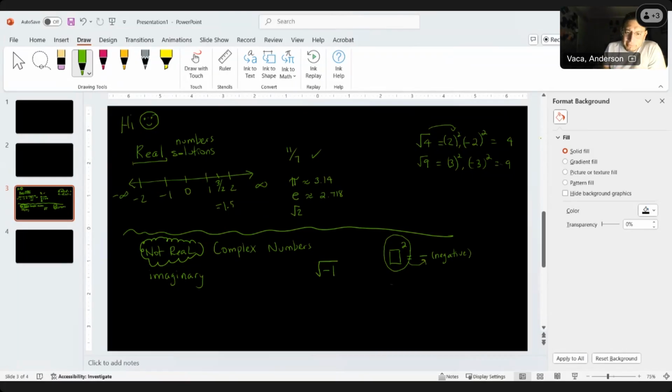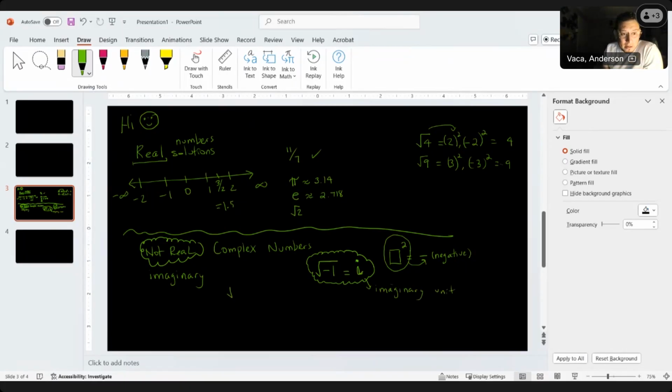So what mathematicians did back in the day is they said, you know what? We need to create something new, and they said that this is the imaginary unit. This right here is the birth of complex numbers, the birth of imaginary numbers. The square root of -1 is i, and i stands for the imaginary unit. Then we can have a whole bunch of numbers that are now imaginary.